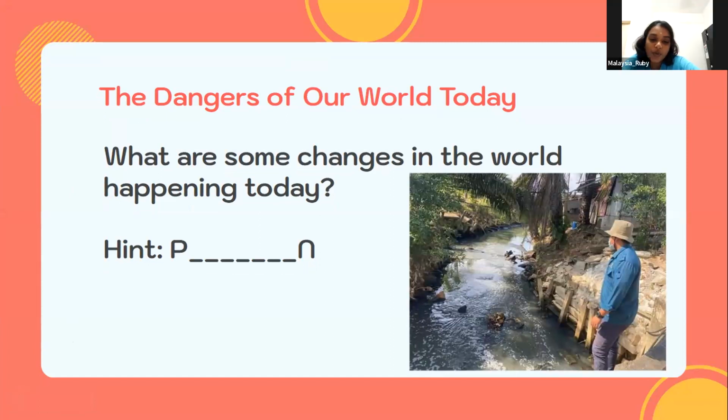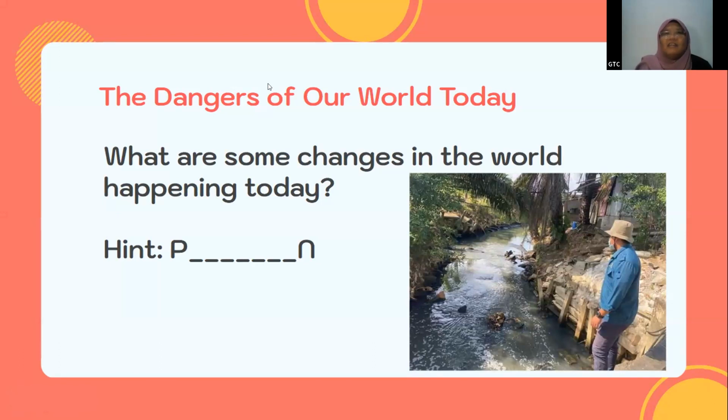I see a river, they keep on throwing the rubbish into the river, and then the creatures in the river cannot survive. So what kind of pollution is that? Water pollution. Correct. Water pollution.